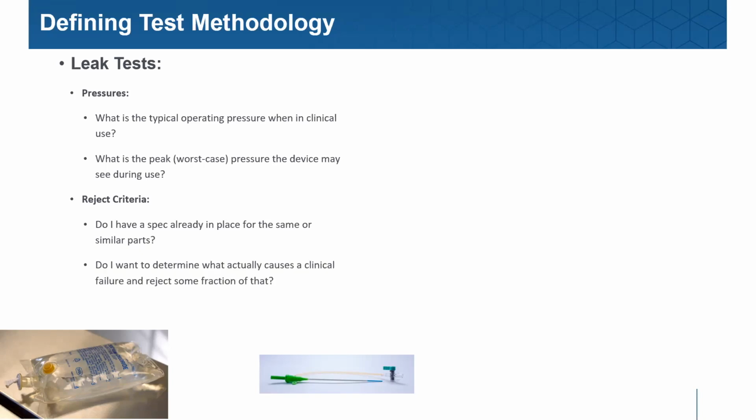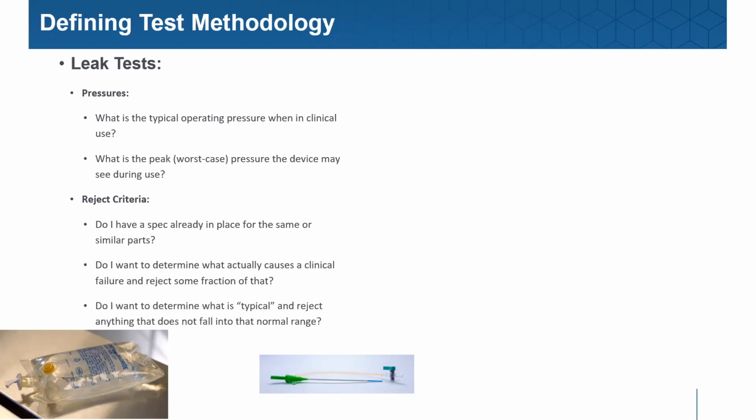If, on the other hand, you don't have an existing spec, do you want to go through, or are you willing to go through, the empirical study to determine what actually could cause a field failure, and then break down and analyze that, determine what flow or leak rates cause the actual clinical issue, and then maybe set your reject criteria as some fraction of that?